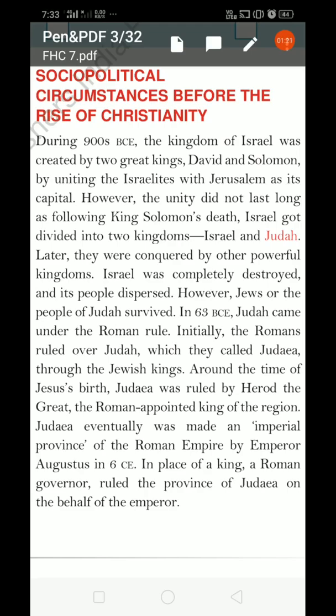Judea eventually was made an imperial province. Imperial province means a royal place where the kings live. For the Roman Empire, by Emperor Augustus in 6 CE. In the place of a king, a Roman governor ruled the province of Judea on behalf of the emperor, the governor who controlled and ruled the city.